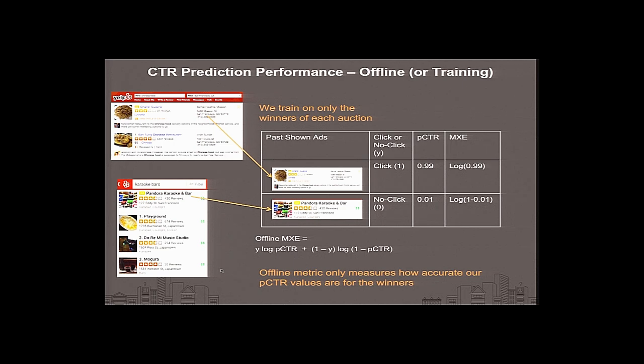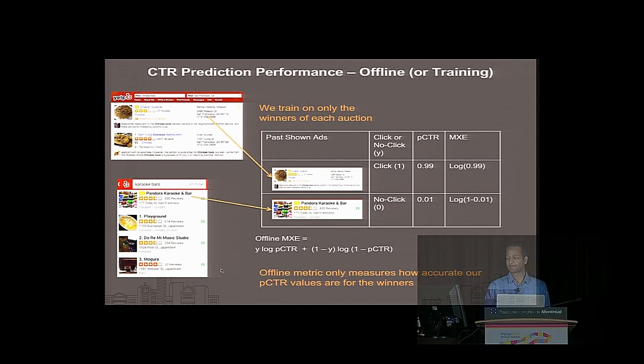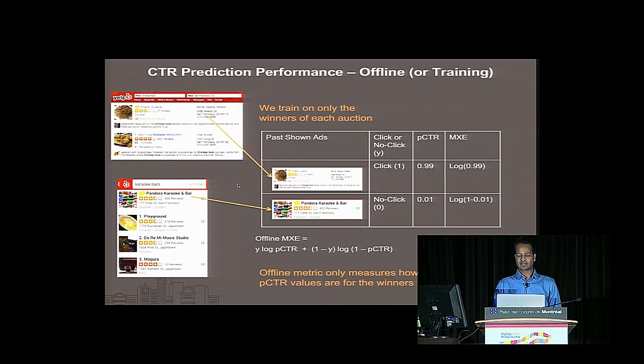Now, one of the most important aspects of this click-through rate prediction problem is how you measure performance. One thing you may have noticed is that we are training on only the winners of each auction, right?